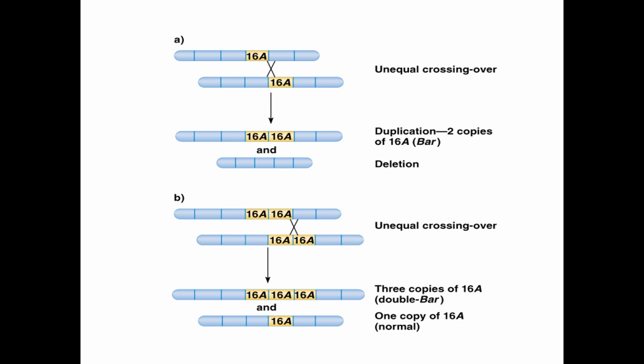So this is an unequal crossing over, duplication of two copies. See, this is some chromosome, named 16A and 16A double. In unequal crossing over, 16A, 16A, again there's an exchange between them. Three copies, like that it happens.